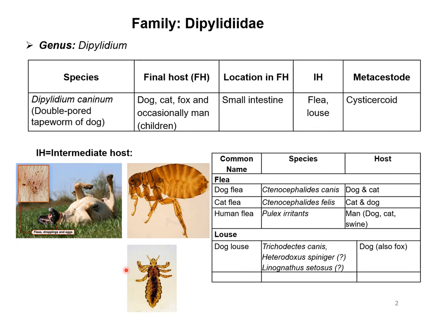So in your third year first semester, when you study veterinary entomology, you will come to know a lot about these ectoparasites. The fleas that act as the intermediate host for this parasite are Ctenocephalides canis, also known as the dog flea, and Ctenocephalides felis, also known as the cat flea. Pulex irritans, also known as the human flea, can also be found in dog, cat, swine, and different other animals. And some of the lice incriminated to be involved in the life cycle of this parasite are Trichodectes canis, Heterodoxus spiniger, or Linognathus setosus.